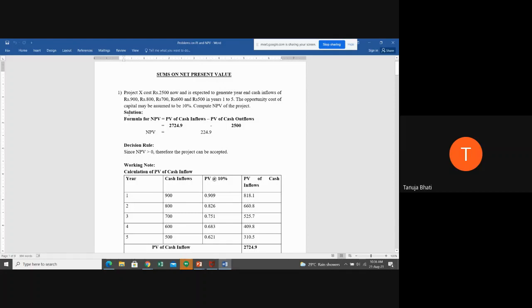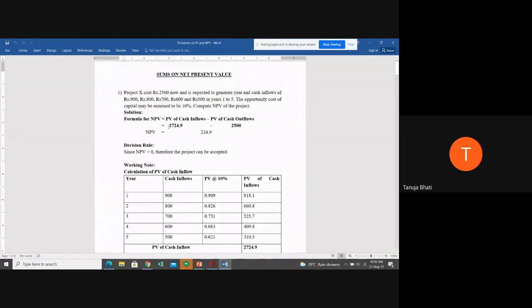Now let us see the solution. As you all already know, the formula for NPV is PV of cash inflows minus PV of cash outflows. You already have the cash outflow 2500, but do you have PV of cash inflows, or do you have to calculate it? You have to calculate it, because all these values are future values, that is after 1 year, after 2 years, after 3 years, 4 years, and 5 years. All these values you have to bring to the value as on today. Here it is not given, so we have to calculate by using the discounting rate. Your discounting rate is given as 10%.